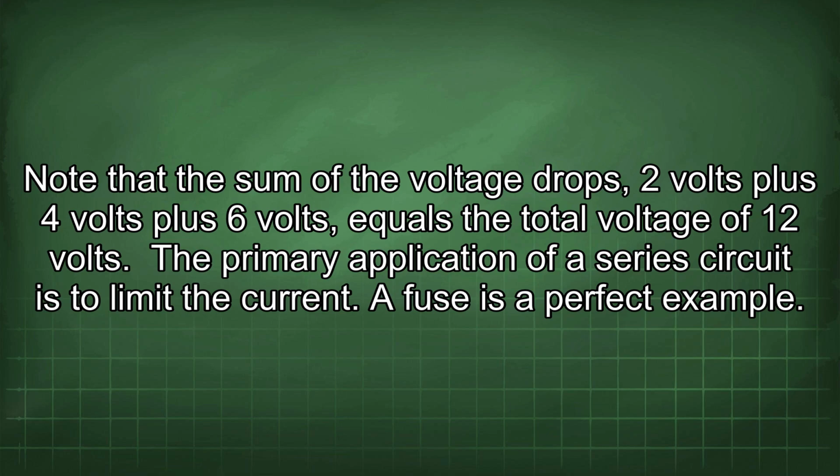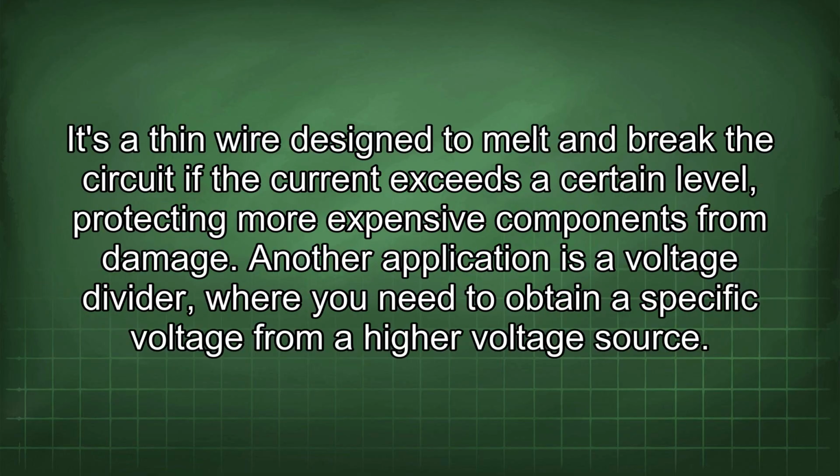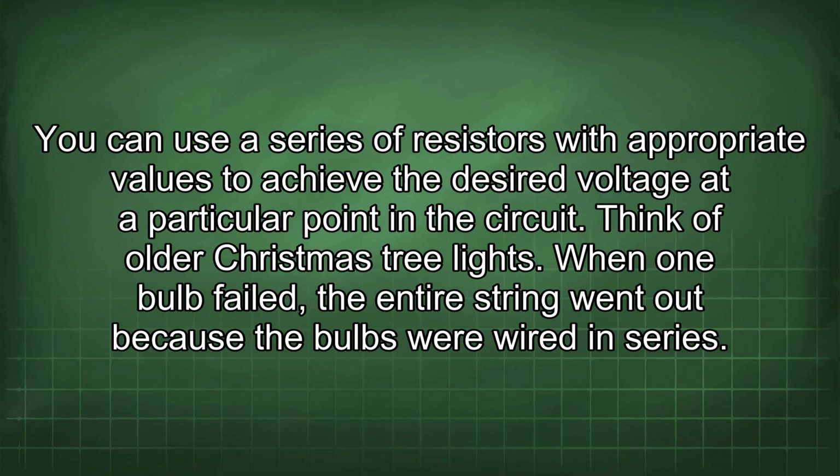The primary application of a series circuit is to limit the current. A fuse is a perfect example. It's a thin wire designed to melt and break the circuit if the current exceeds a certain level, protecting more expensive components from damage. Another application is a voltage divider, where you need to obtain a specific voltage from a high voltage source. You can use a series of resistors with appropriate values to achieve the desired voltage at a particular point in the circuit.